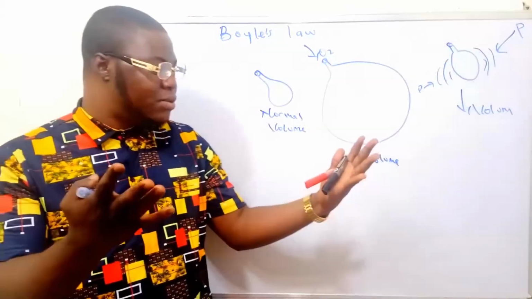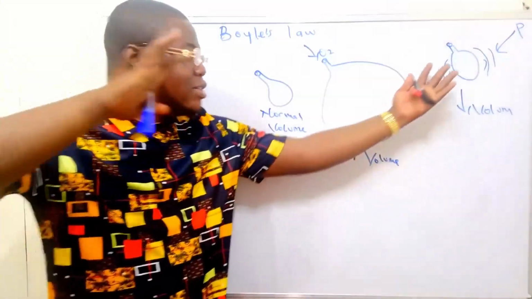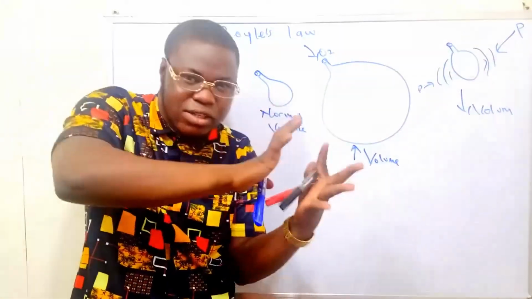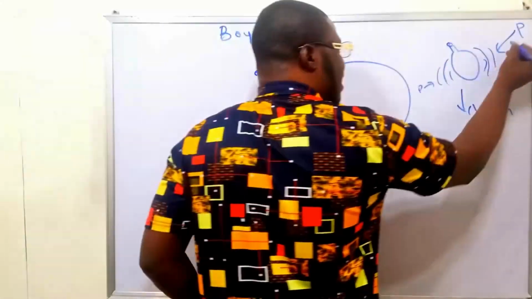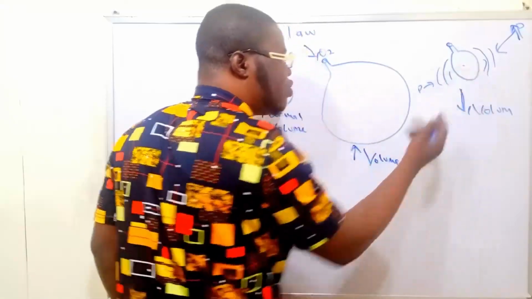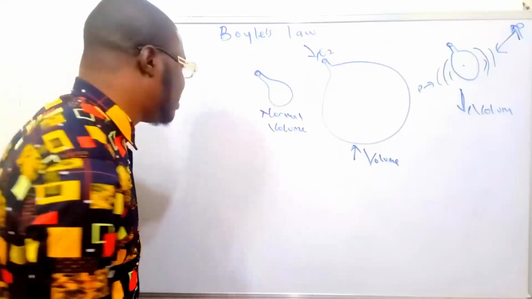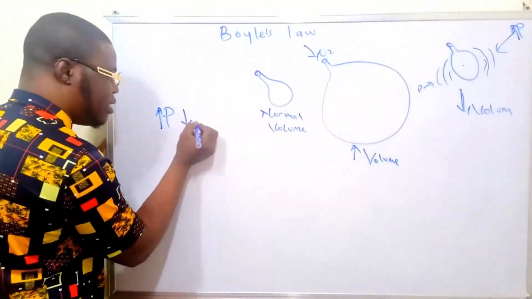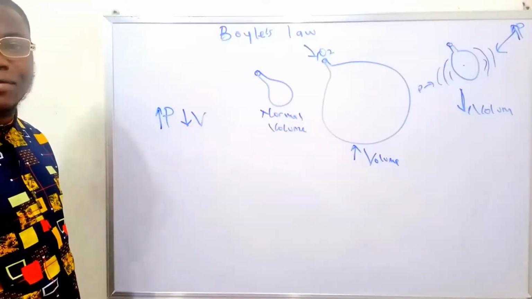But if you bring your palms together and you start pressing on this big balloon, what will be happening? As you are increasing the pressure with your palms, what will be happening to the volume of the balloon? It will be reducing. And that is what Boyle's law says. Boyle's law says an increase in pressure will be accompanied by a decrease in volume. As simple as that. And vice versa.